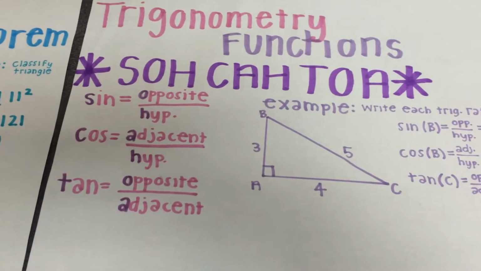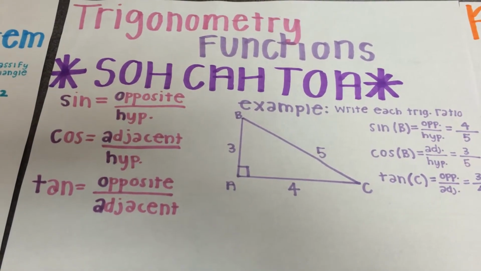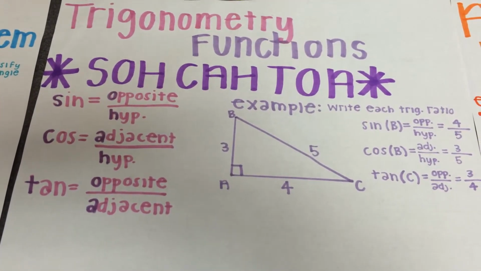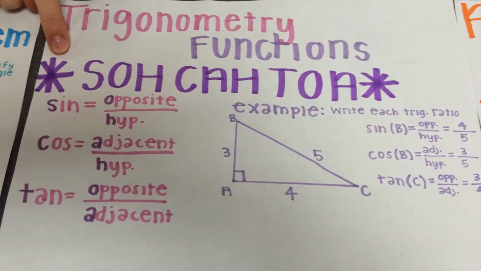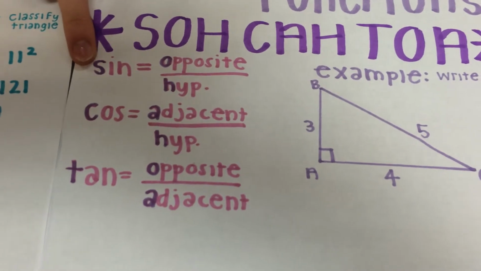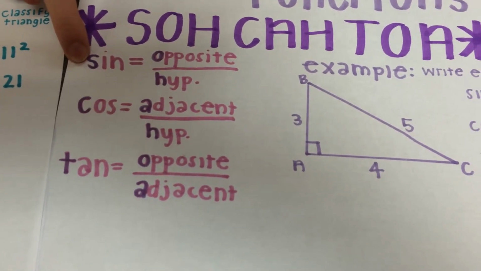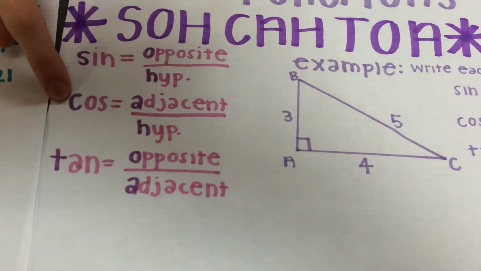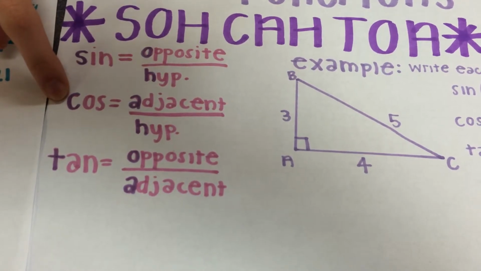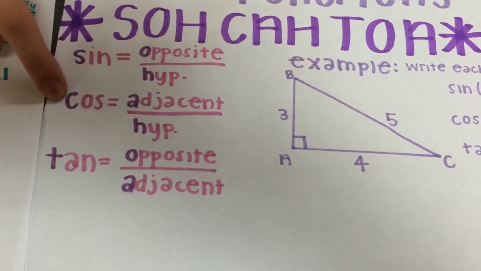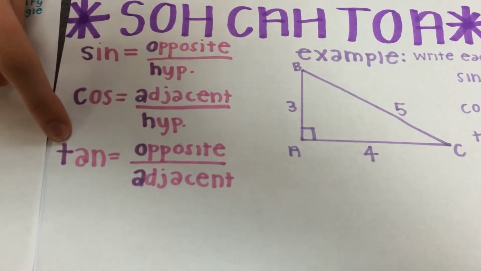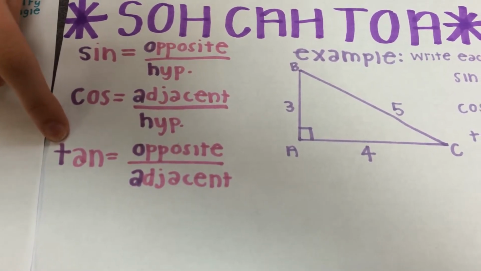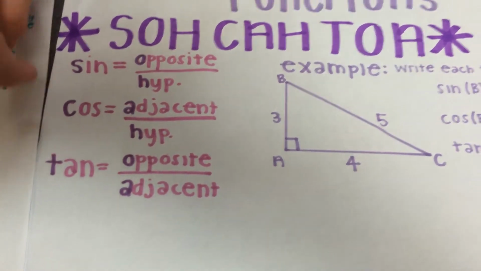One way to find missing sides or angles is to use trig functions. A way to memorize these functions is SOHCAHTOA. Soh means sine of the angle equals the opposite over hypotenuse. Cah means cosine of the angle equals the adjacent divided by the hypotenuse. Toa means tangent of the angle equals the opposite divided by the adjacent.